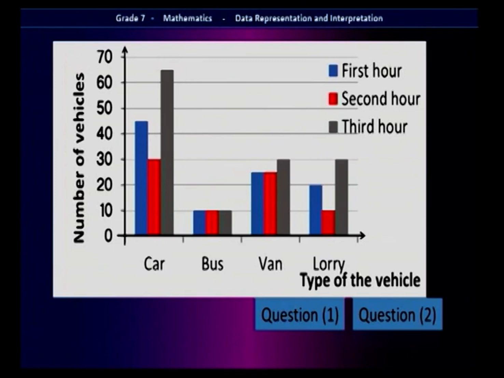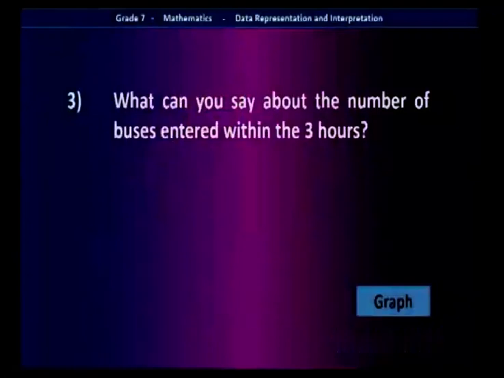Now let's see what your answer is. First hour and second hour. Now question number 3. What is it? The question is, what can you say about the number of buses entered within the 3 hours?